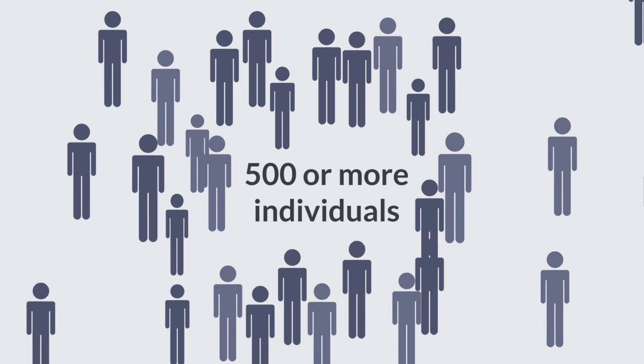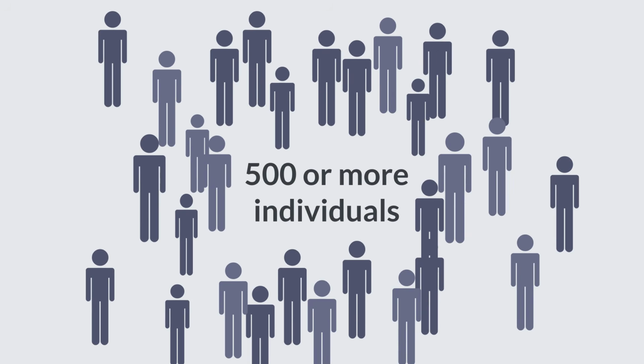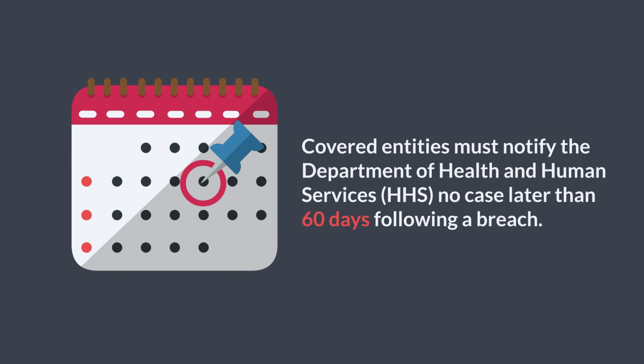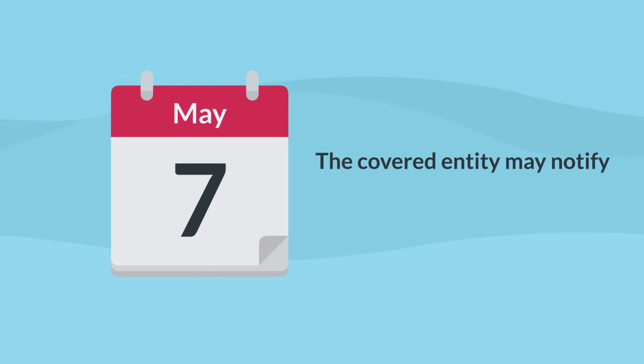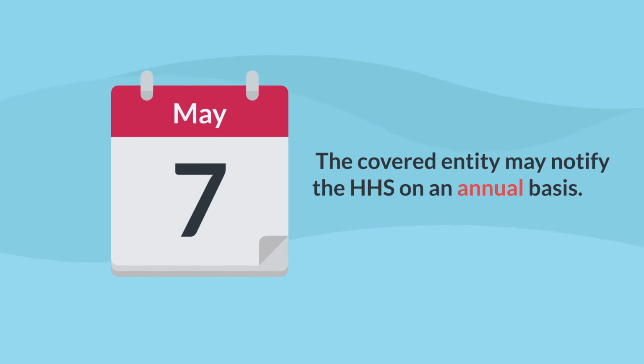If a breach affects 500 or more individuals, covered entities must notify the Department of Health and Human Services without unreasonable delay and no later than 60 days following the breach. If a breach affects less than 500 individuals, the covered entity may notify on an annual basis.